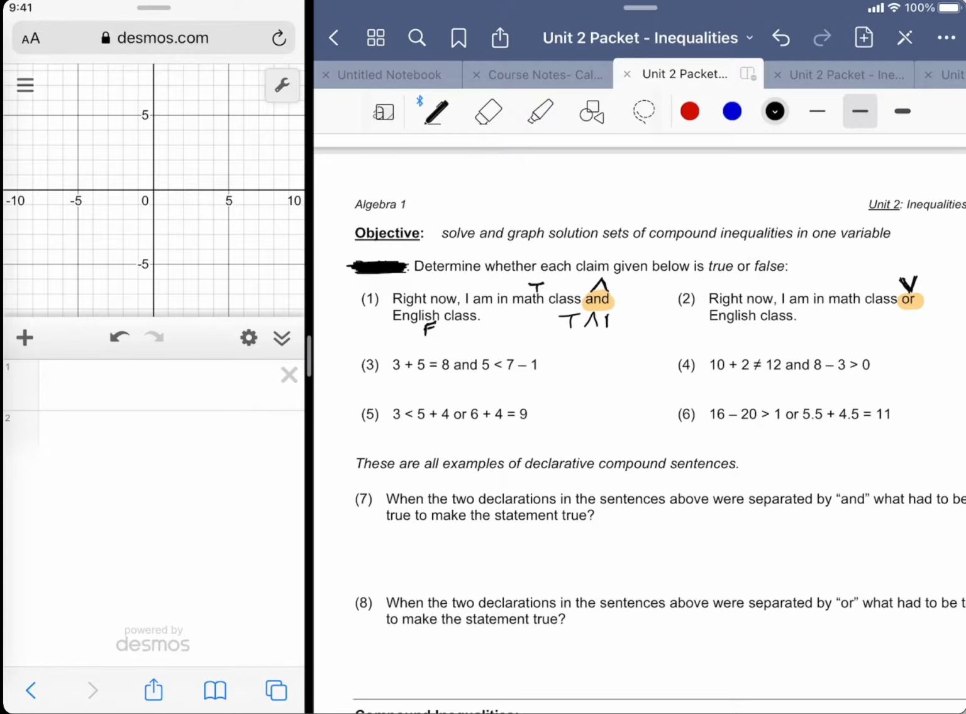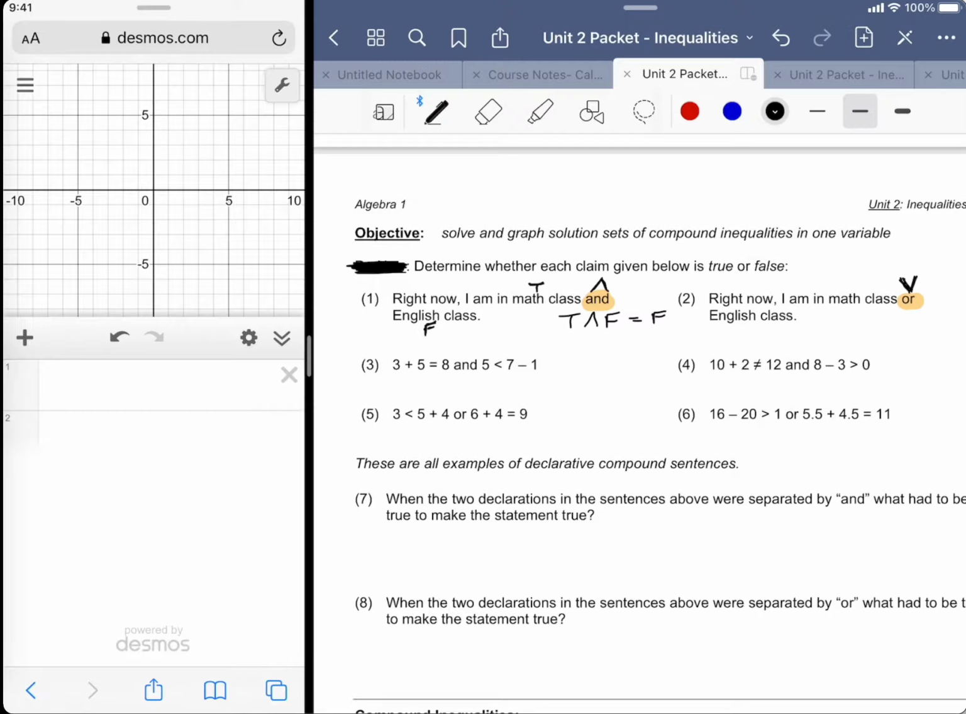All right, so notation wise, we would say T and symbol F. Now we would be able to draw a conclusion from this, but common sense tells us that this whole sentence is going to be false, because there's no way for you to be in math class and English class at the same time. So we're able to draw a conclusion based off of our knowledge of the context and the truth of each individual component.